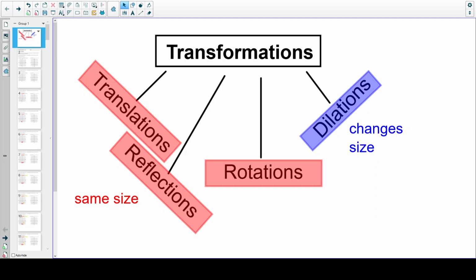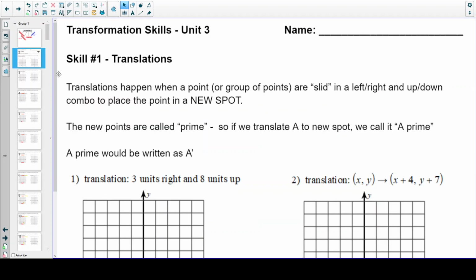Let's take a look at transformations. It's basically how we're going to move things on a coordinate plane, but today we're going to take a look at one very special type of transformation. It's called a translation. What is a translation?